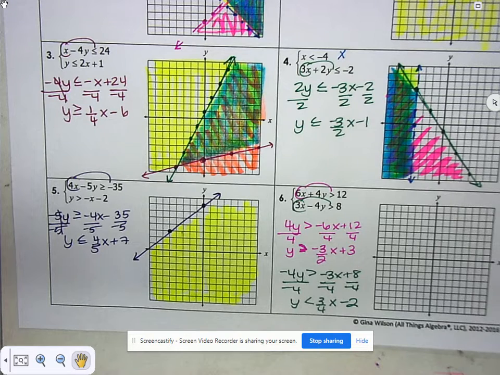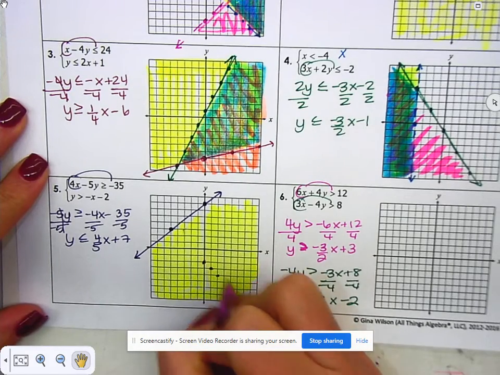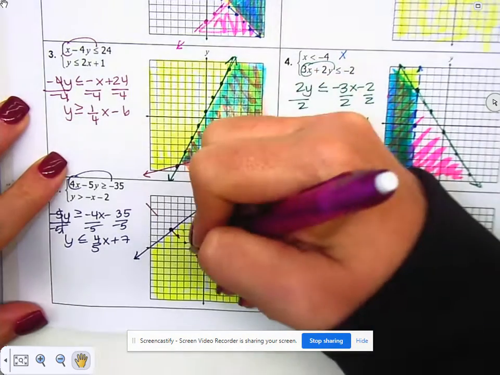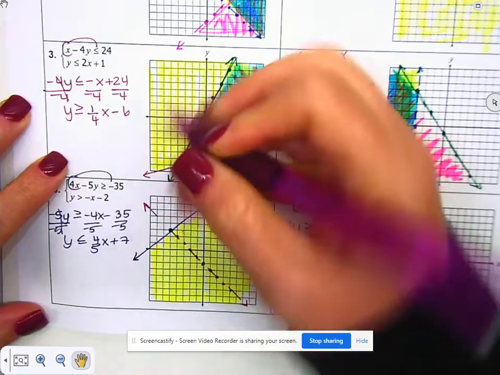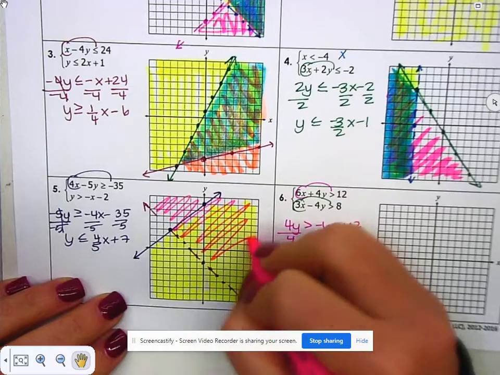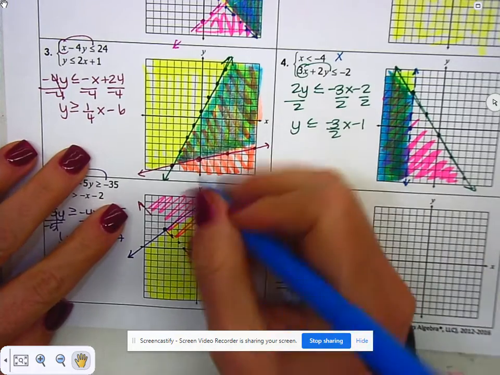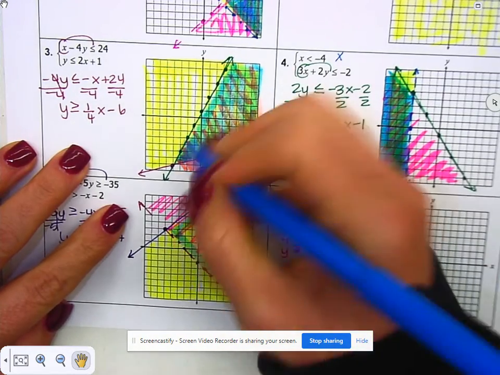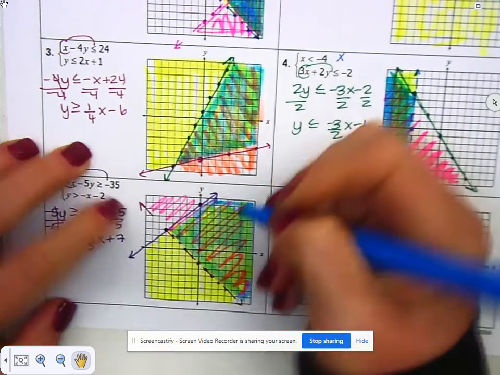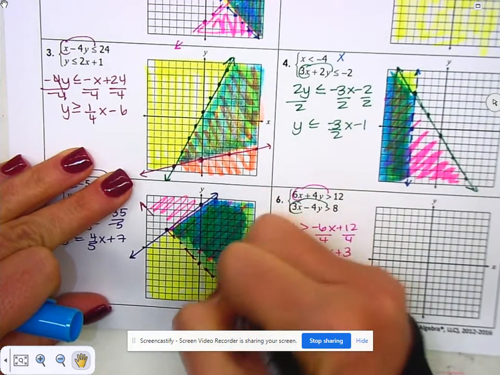And then for the other one, we're going to start at -2, and we're going to go down 1 and right 1. That one's a dotted line. And our shading for that one is greater than, so that's above here. Okay, so again, our answer is up here where they overlap. It's not very dark. There we go.